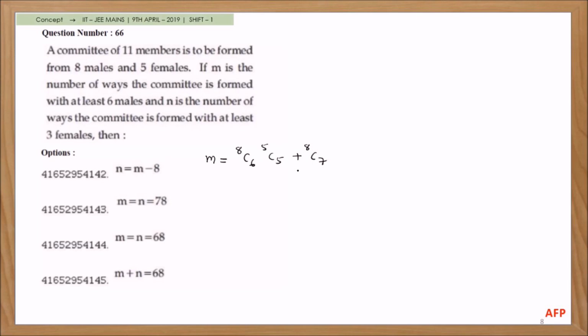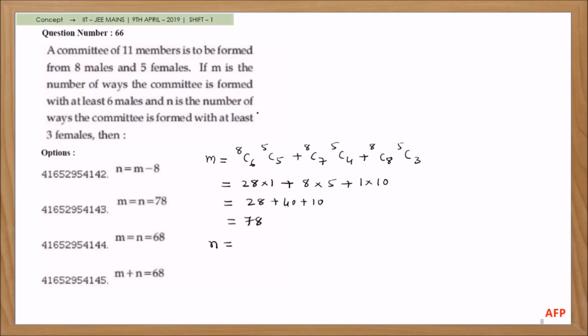at least 6 means 6 and more than 6. So out of 5 we can select 4, and out of 8 we select 7 and out of 5 we select 3. So this completes the m ways of selecting a committee. So 28, this is 1 plus 8 into 5, plus here 1 into 10 you got. So 28 plus 40 plus 10, which is nothing but 78.